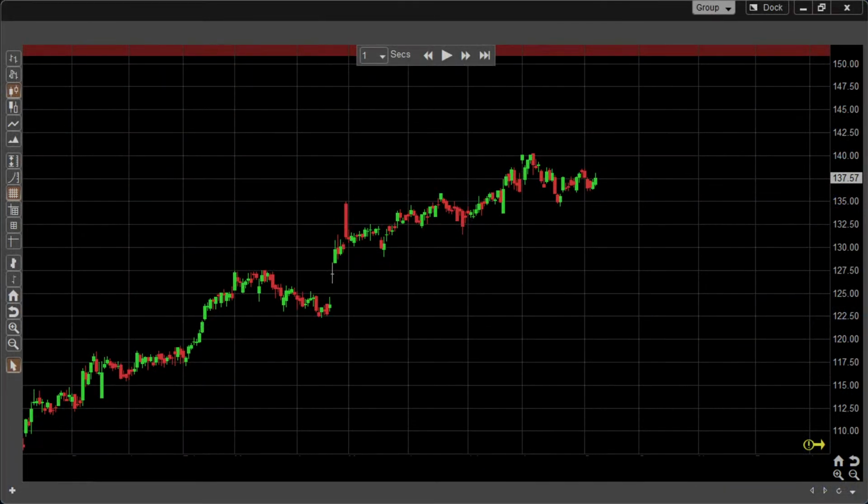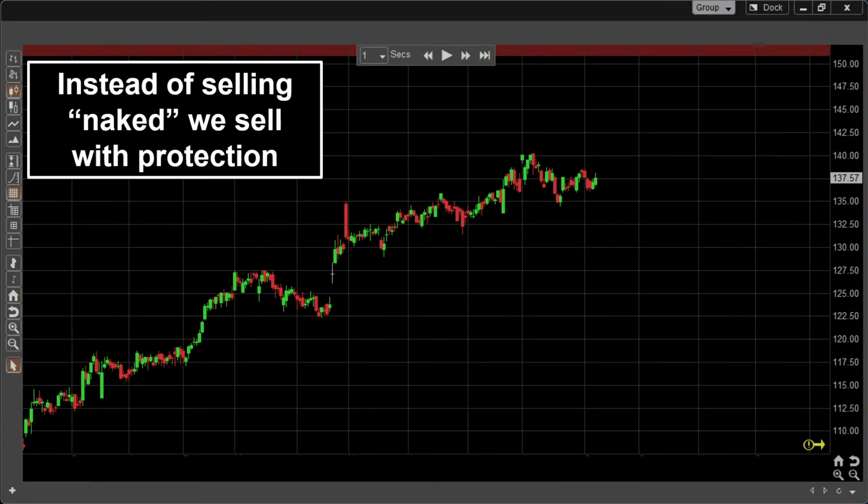Now, the options paycheck system makes sure you reduce your risk before you even open the trade. First, we're going to choose stocks that are low risk. We have a very specific criteria, but in general, if we're bullish, we start by focusing on good stocks that are already rising in price. Very similar to what you would see here. Then, instead of selling an option naked, we're going to sell with protection. So let me show you how to do this.